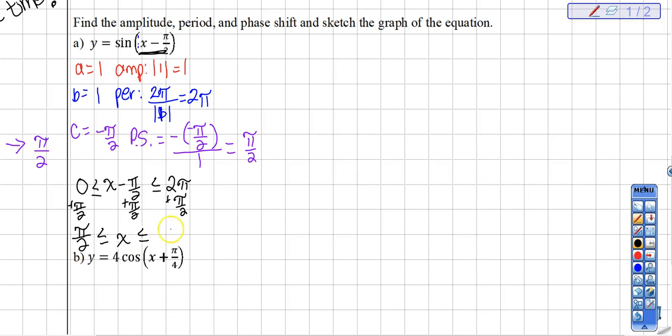And then we're going to finalize. We're going to have to do a little manipulation, 2 pi plus pi over 2. I might have to write 2 pi as 4 pi over 2. Are you guys okay with that? 4 pi over 2 plus pi over 2 is 5 pi over 2. And so that's still a distance of 2 pi between pi over 2 and 5 pi over 2. Half pi and 2.5 pi, right?